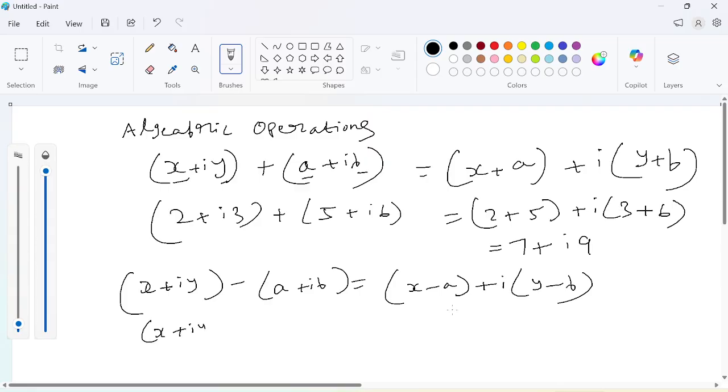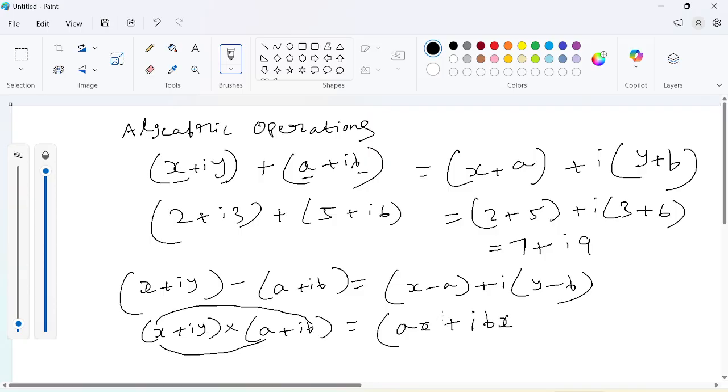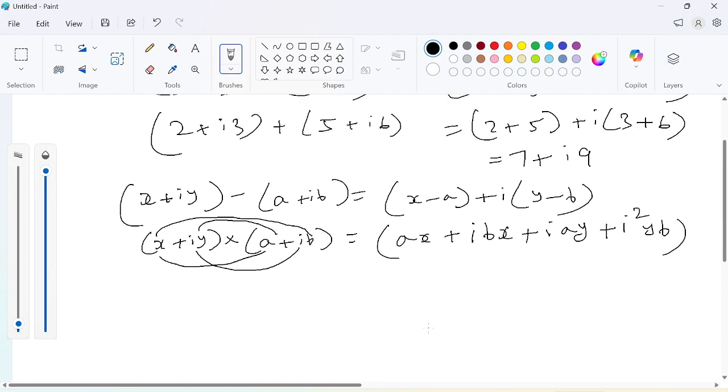Next is multiplication. So x plus iy into a plus ib. How much now? You see. Now take this: ax, plus take this: ibx. Use the distributive property. Okay. Next, take this: plus iay, plus take this: i square yb. Now it is the distributive property. Okay. This is how you multiply two expressions.